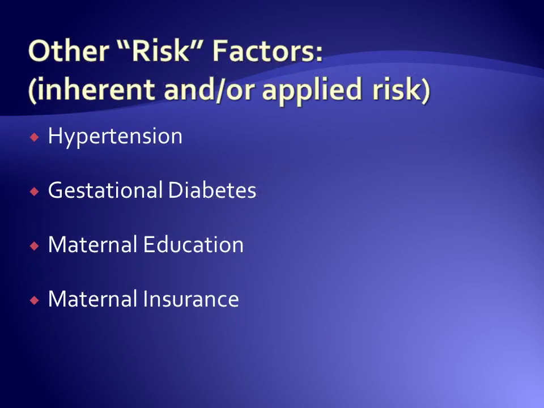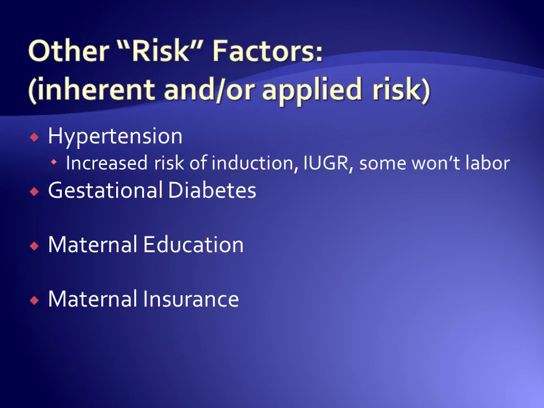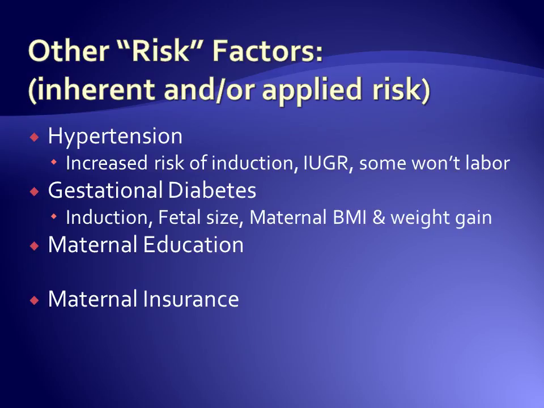This brings us to other risk factors for cesarean birth. I believe that these factors don't actually affect the ability of the baby to pass through the birth canal, but rather patients with these factors have increased inherent risk or applied risk as follows. Hypertension comes with an increase in inherent risk through induction of labor, fetal size smaller than 2,900 grams, and pre-labor cesarean birth. Gestational diabetes comes with an increase in inherent risk due to both maternal and fetal factors, as well as the risk of induction.